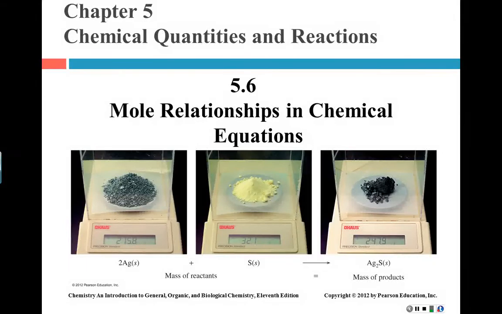Hello everyone, welcome to Chapter 5, Chemical Quantities and Reactions. This is Section 5.6, and in Section 5.6 we're going to take some things and put them together. Everything that we've done so far in this chapter has sort of led up to this section so that we can actually see how we use these mole relationships in these chemical equations.